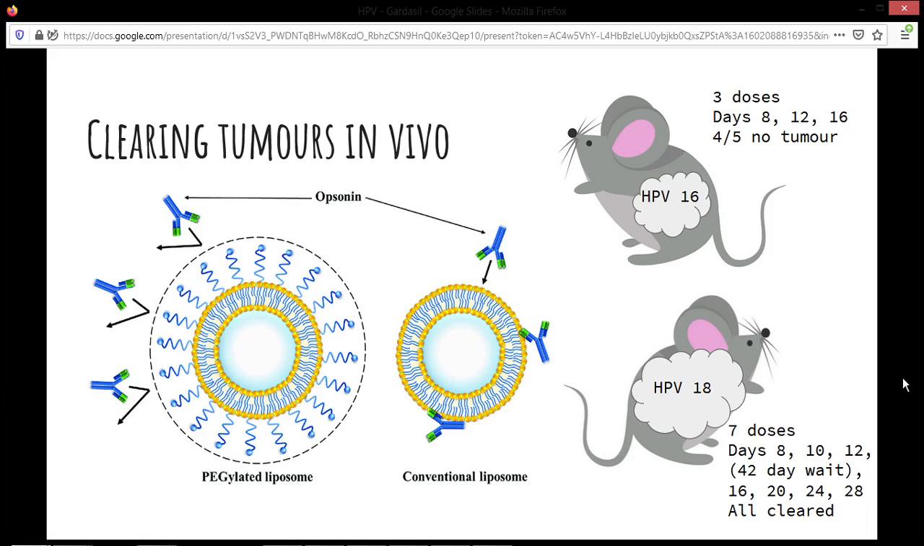In HPV 16 positive mice with tumors of 20 millimeters cubed, 3 doses of 10 micrograms of plasmid DNA cleared the tumors of 4 out of 5 mice and gave a very significant survival advantage. In HPV 18 positive mice with tumors of 1,000 millimeters cubed, the cancer was completely eliminated with 7 doses of treatment.